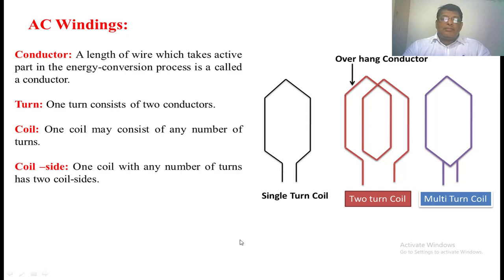Coil. A coil may consist of a number of turns. This is the coil. Here it consists of two turns. The coil has two coil sides, whatever the number of turns. Suppose this is the one coil. This is one coil side. This is another coil side. This coil side may have so many conductors. This is nothing but a multi-turn coil.